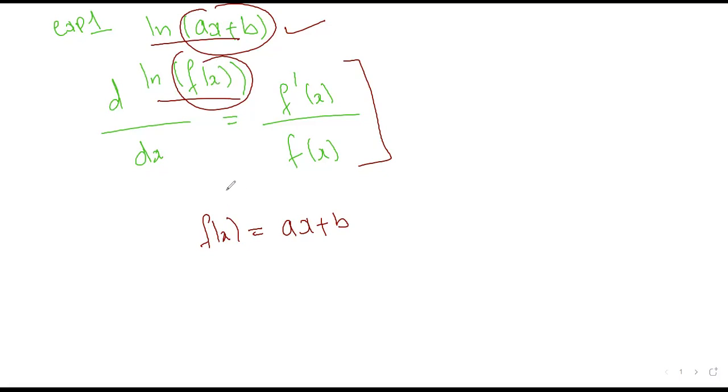Okay. So obviously we have to differentiate this, and this is the formula. So we have f of x. What else do we need to find? F dash of x. Very good. F dash of x is simply a. In this case, the derivative of f of x is a, right? So the answer would be a over ax plus b.